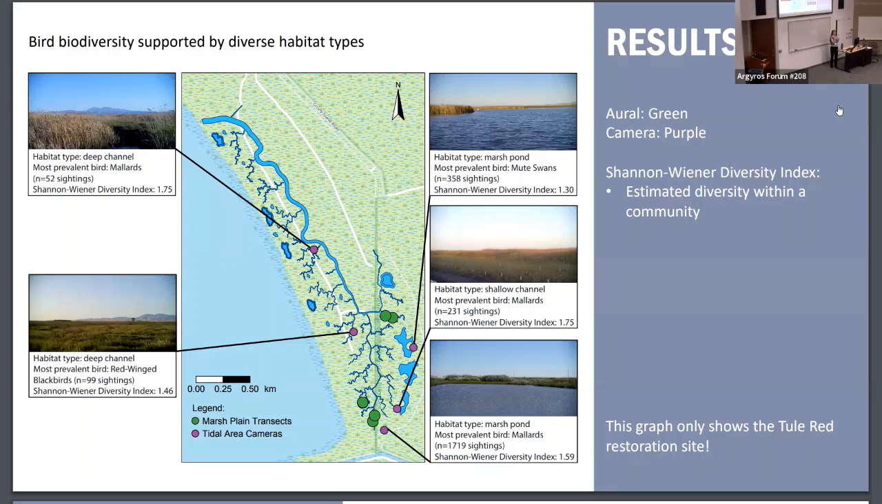We found the most prevalent bird within each site and used the Shannon-Wiener Diversity Index, which calculates species richness and species abundance to take the total estimated diversity within a community. And we found that mute swans are most prevalent within marsh ponds. Mallards are most prevalent basically everywhere else, except for the red-winged blackbirds in the deep channel.